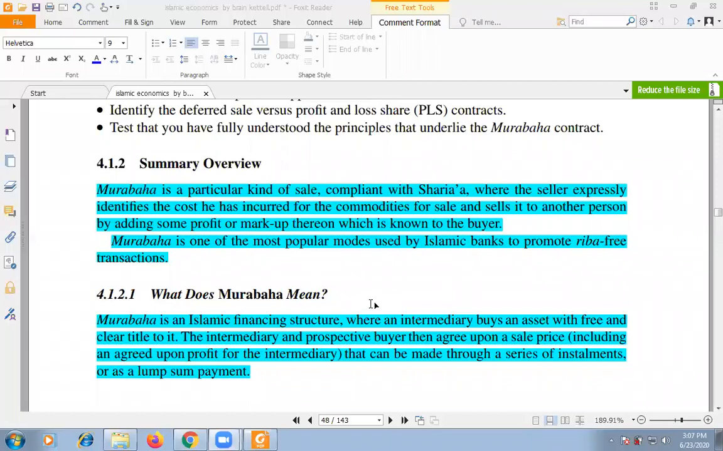So here, in overview, the seller in Islamic banking is the bank. Islamic bank is seller, which very clearly, expressly identifies the cost it has faced for the commodities for sale. Bank buys some item, some commodities, which can be machineries, home, or some other commodities, and then this Islamic bank sells it to another party by adding some profit or markup.